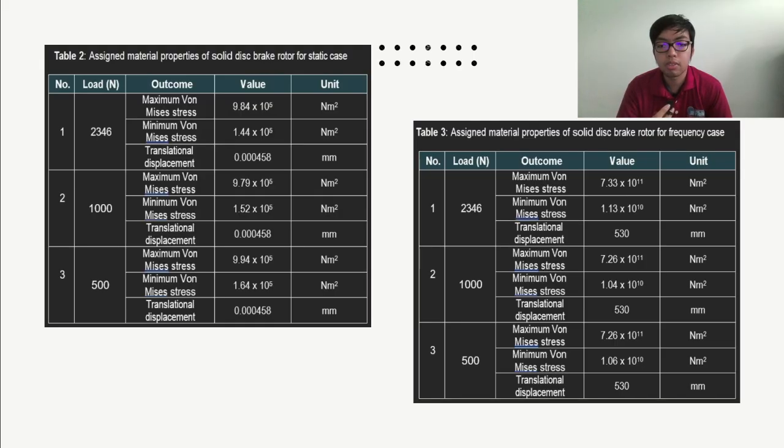When the applied load has a value of 1000 Newtons, the maximum von Mises stress is 7.26 times 10 to the power of 11, while the minimum von Mises stress value is 1.04 times 10 to the power of 10. When the load is 500 Newtons, the maximum von Mises stress is 7.26 times 10 to the power of 11 Newton per meter squared, and the minimum von Mises stress is 1.06 times 10 to the power of 10 Newton per meter squared.